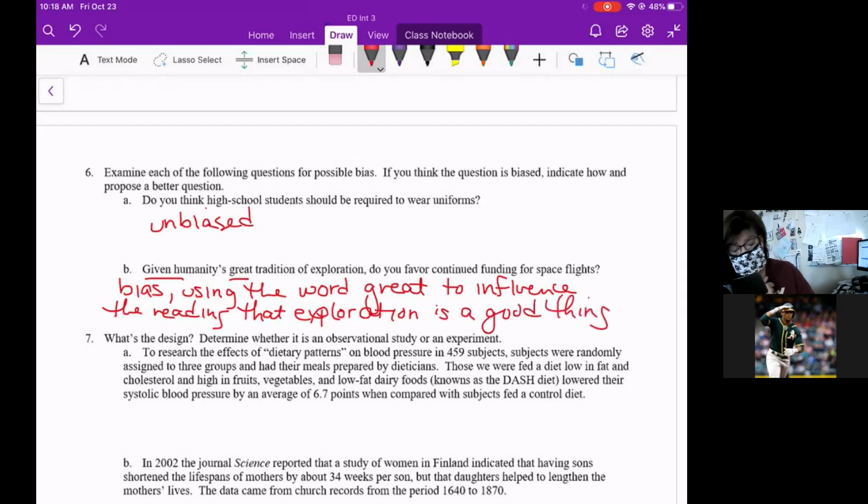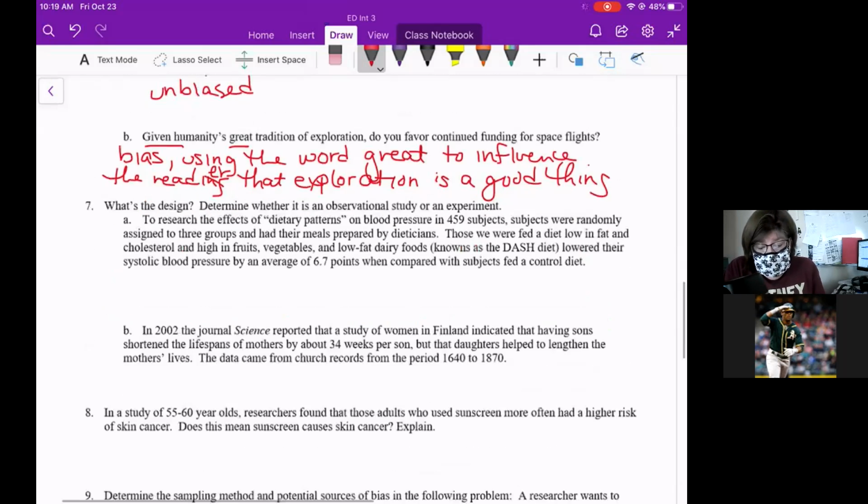Okay. Does that make sense? Using the word great to influence the reader, I should say reader, not reading, that exploration is a good thing, right? If they say great, it means it's a good thing. How would you rewrite it to not be biased? Yeah, just cut off the front part. So do you favor continued funding for space? Or you even drop the continued. Do you favor funding for space flights? Okay.